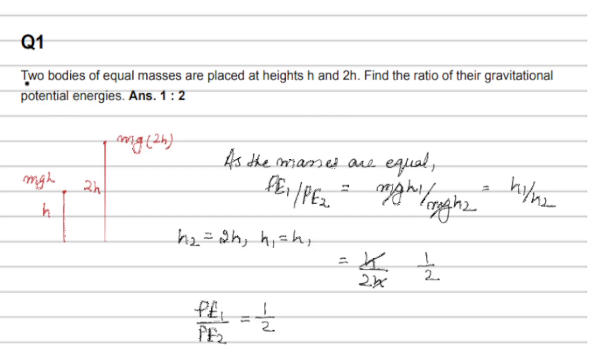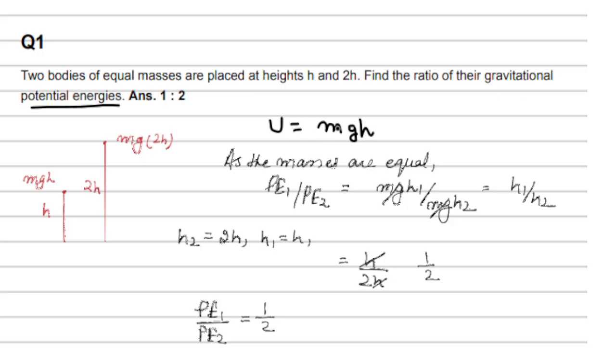Let's understand this question. Two bodies of equal masses are placed at heights h and 2h. Find the ratio of their gravitational potential energies. So we can do it with intuition. The potential energy depends on this formula, mg delta h, or mgh. So we can denote it by this.